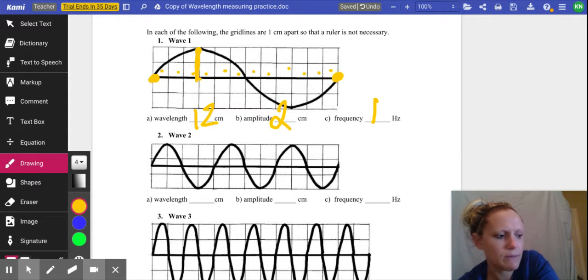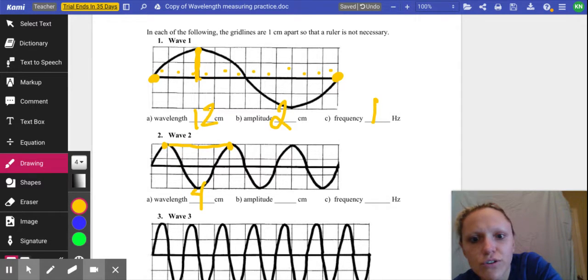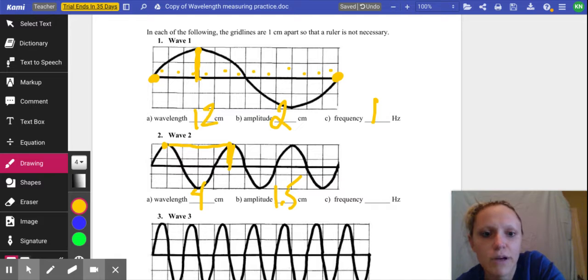I'm going to be measuring from crest to crest here for my wavelength. So that's a crest, that's a crest. And so I'm going to count: 1, 2, 3, 4. And that'll be my wavelength. Okay, my amplitude, I'm going to choose this one right here. If we look at this, it's not a full 2, so I'm going to say that the amplitude is 1.5 centimeters.